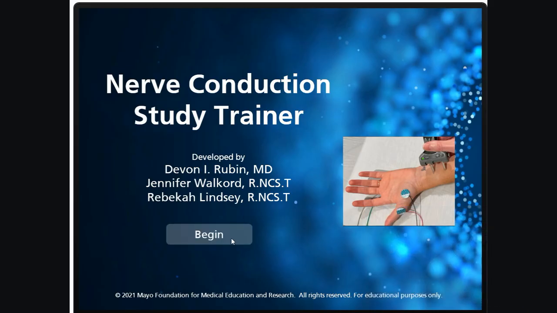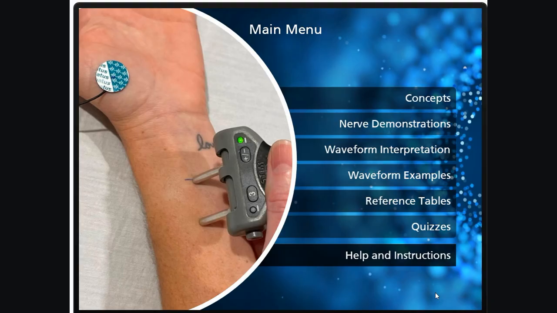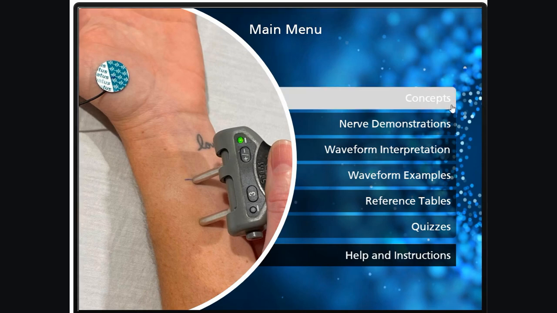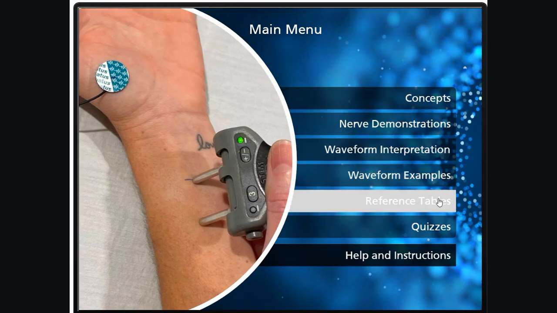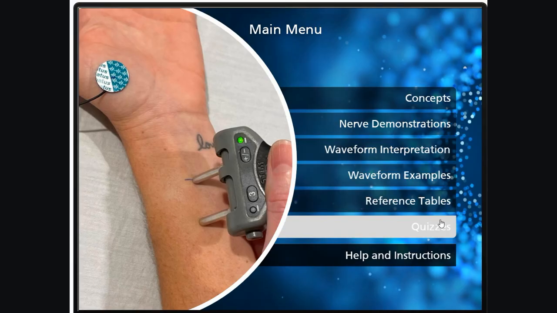Once you enter the Nerve Conduction Study Trainer, you come to a menu that shows the different sections of the program. And you can see the sections are concepts, nerve demonstrations, waveform interpretation, waveform examples, reference tables, and quizzes.